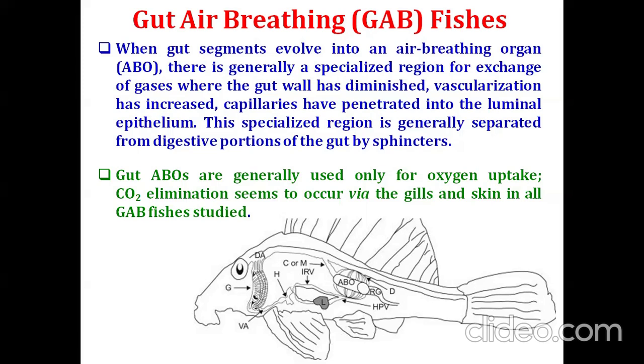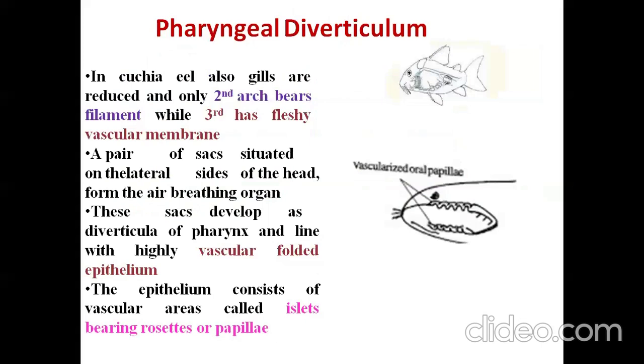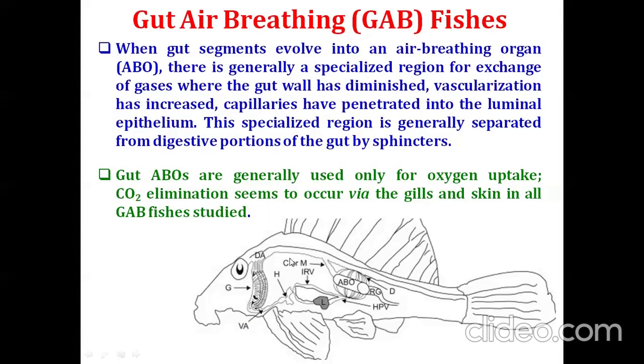And the gut air breathing organs are generally used only for oxygen uptake. Carbon dioxide elimination seems to occur via the gills and skin in all gut air breathing fishes. See the beauty, no? Only the oxygen will be taken with the help of this air breathing organ, and the waste, the carbon dioxide, is eliminated through the gills or through the skin region. So this image shows the structures.